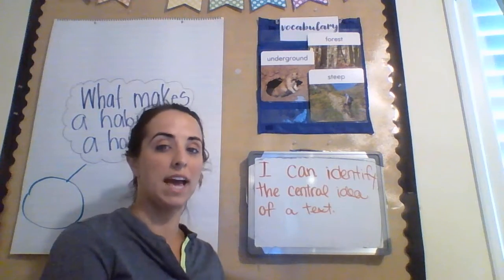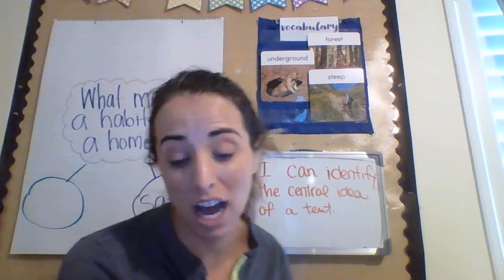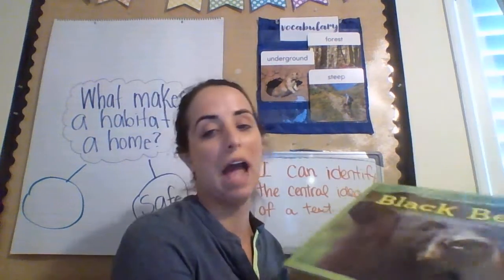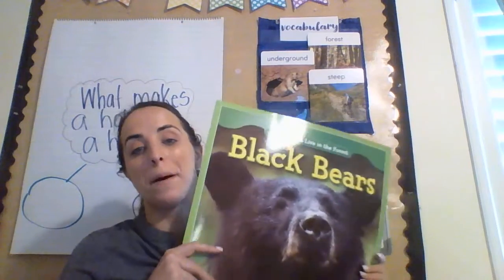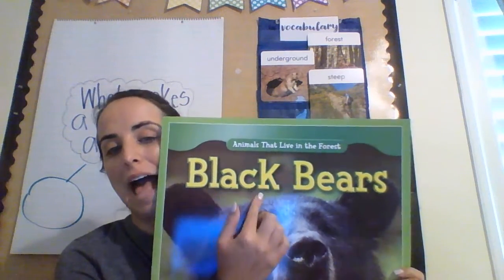So we have a new book today, so let's go over our target first. I can identify the central idea of a text. So we have a new book. It's called Black Bear. I see a CK sound, the letter blend BL, Black Bear.